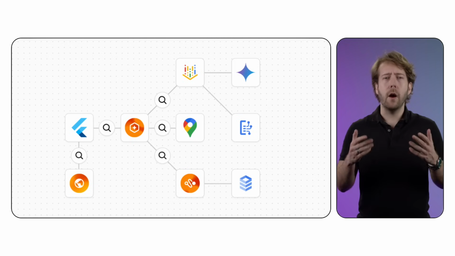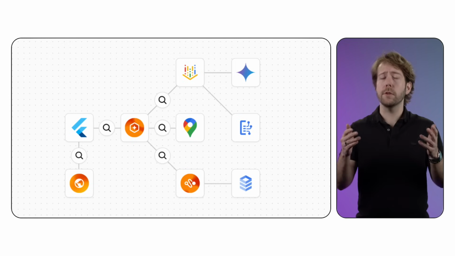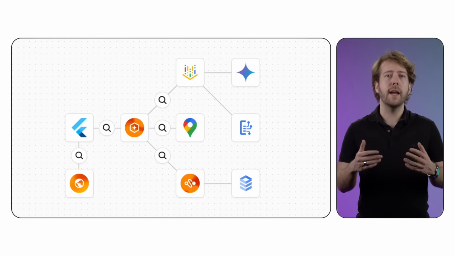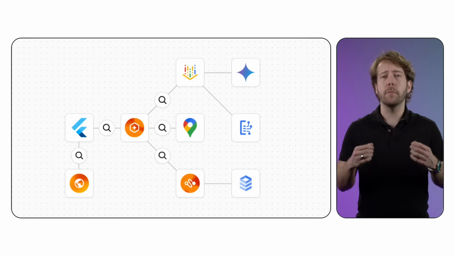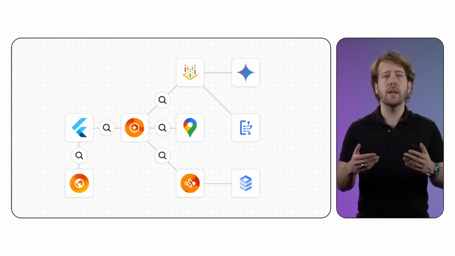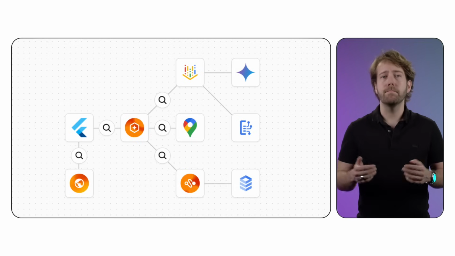Are you looking to build powerful AI-driven agentic applications? Well then, you've found your solution. In this video, we'll take a tour of an AI-powered travel planning app built with Flutter, Firebase, Vertex AI, Gemini, and the Places API. By the end of this walkthrough, you'll understand how to leverage Google's cutting-edge technologies to create intelligent, data-connected apps. Let's dive in.